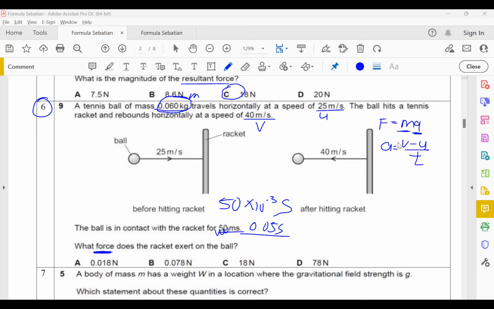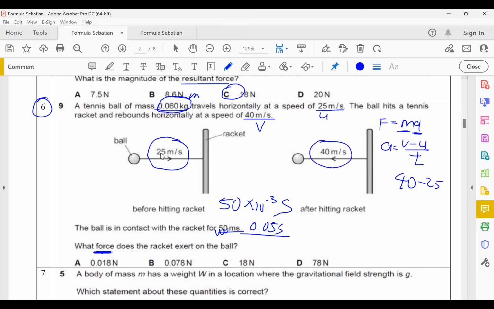So from here, this is what most students will do. They'll know that this is the final velocity and this is the initial velocity, right? So they'll just straight away take 40 minus 25, which is wrong already straight away. Why? Because guys, pay attention now. Velocity is a vector quantity, guys. Velocity is a vector quantity. Yes, because it has direction.